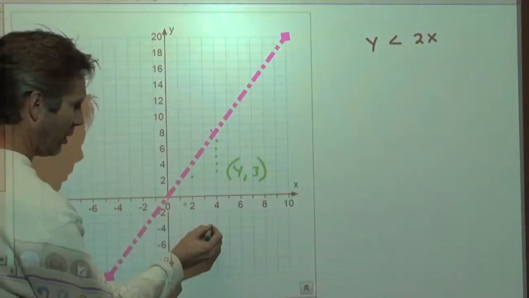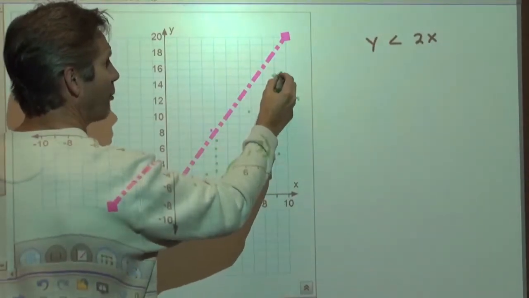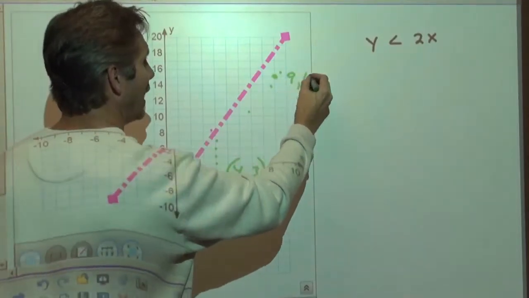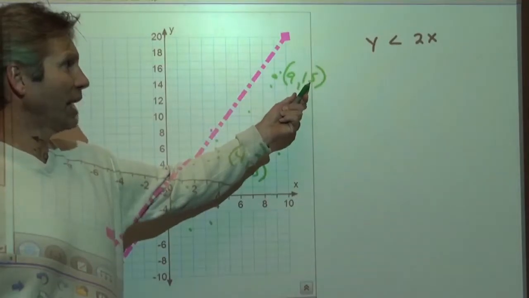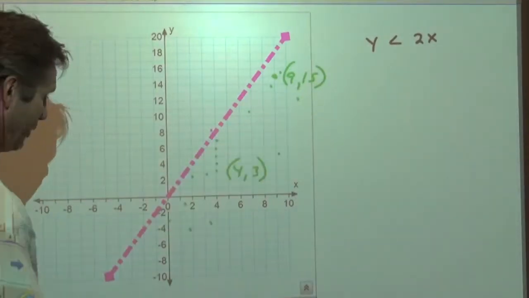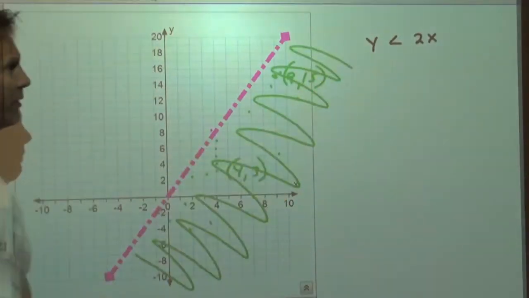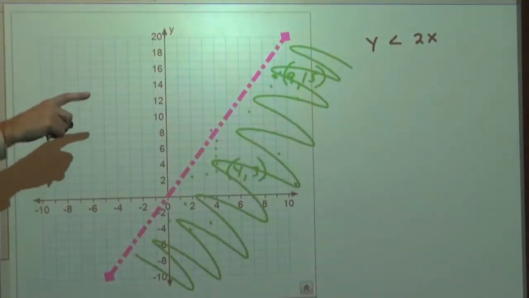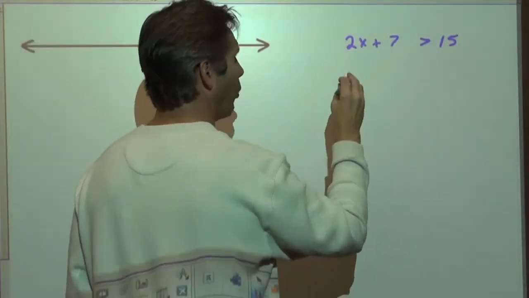So just like on the problem before, any point that's on this side of the line, like this point right here, where x is 9 and y is 15, that y value is less than twice what that x value is. So we realize that the infinitely many ordered pairs that are on this side of the line are the solutions to that inequality. Go back to this inequality with just one variable.